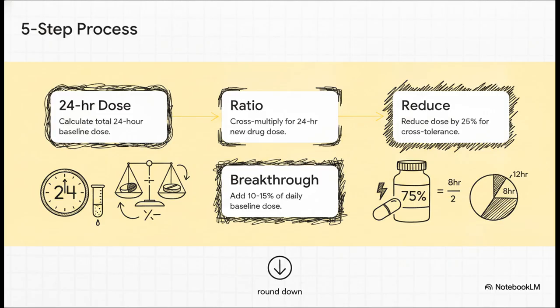Here is the gold standard 5-step process for opioid conversions. Step 1, calculate the total 24-hour baseline dose of the current drug. Step 2, set up your ratio and cross-multiply to find the 24-hour dose of the new drug. Step 3, reduce that new calculated dose by 25% to account for cross-tolerance. Step 4, divide the total into the appropriate dosing interval, like every 8 or 12 hours. And Step 5, always provide a breakthrough pain dose, which is typically 10 to 15% of the total daily baseline dose. And remember, throughout this entire process, we always round down to prioritize patient safety.